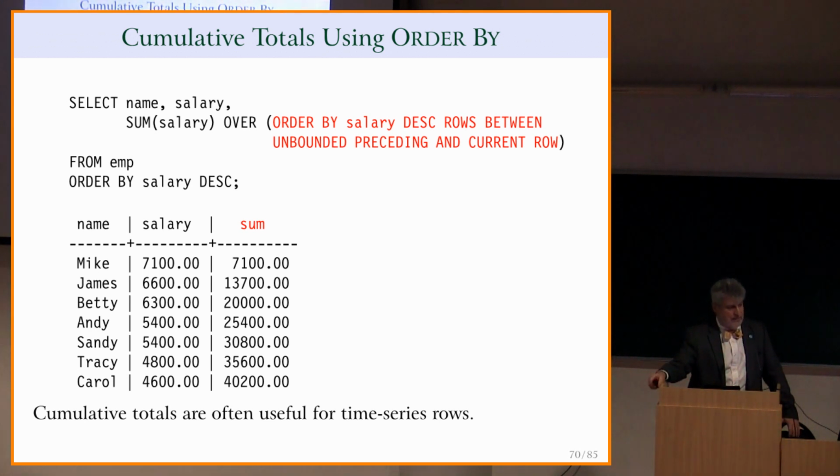I can do this. I don't know why you'd want to, but it's kind of interesting. I can say take the sum of the salaries, order it by salary, and then basically go into rows mode, which means unbounded preceding to current row, and effectively I have a cumulative total of salary as I go from the most expensive to the least expensive employee.